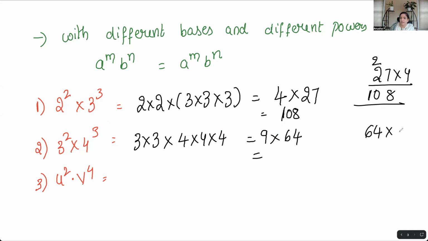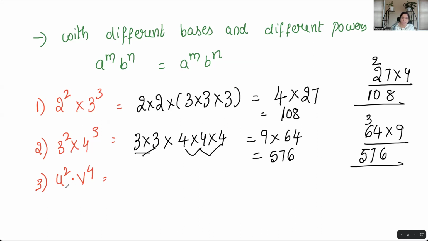Here you can multiply by 9. 9 times 4 is 36, carry 3. And 9 times 6 is 54. 54 plus 3 is 57. Okay. So we did 3 times 3 is 9, 4 times 4 is 16, 16 times 4 is 64. So 9 times 64 is 576.